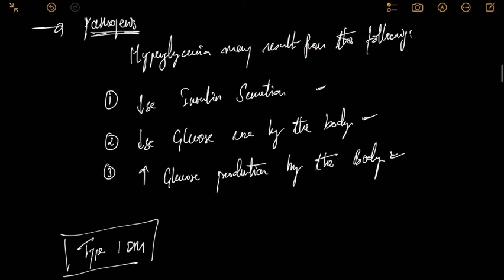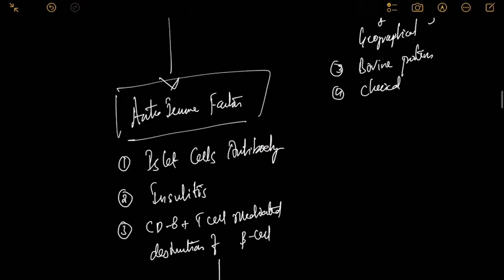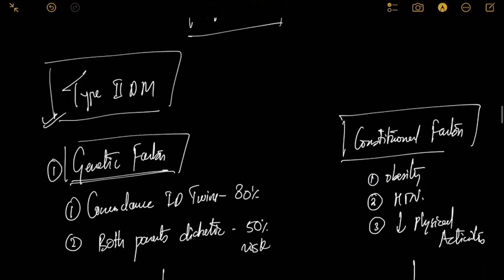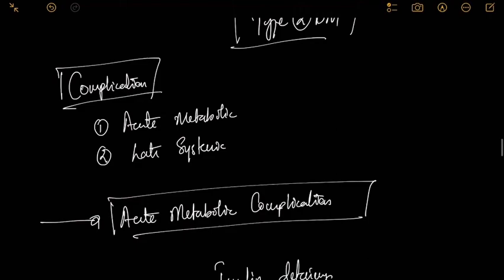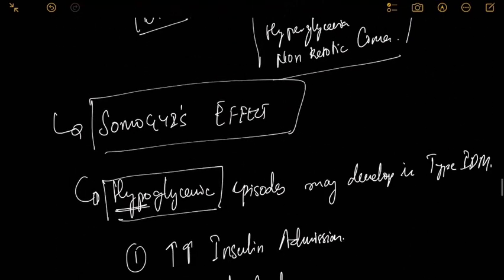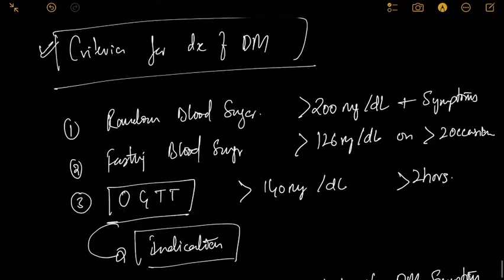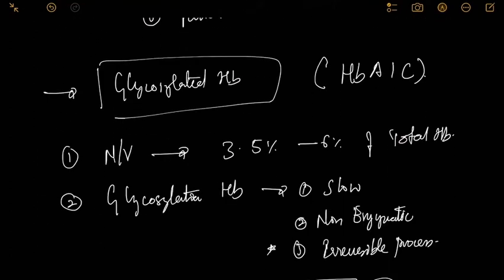And then we went on to the pathogenesis, where we saw hyperglycemia may result from three conditions, that is your decrease in insulin, decrease in glucose used by the body, and increase in glucose production by the body. We saw the pathogenesis of your type 1 DM and of your type 2 DM. And then we went on to study the complications. We saw two complications, the acute metabolic and the late systemic complications. And after that, we also read about Somogyi effect. After the complications, we went to the criteria for diagnosing your DM. There were three criteria. And the last topic that we did was your glycosylated HB.